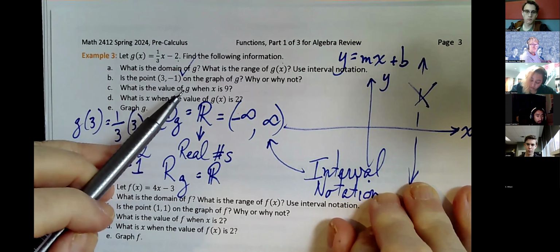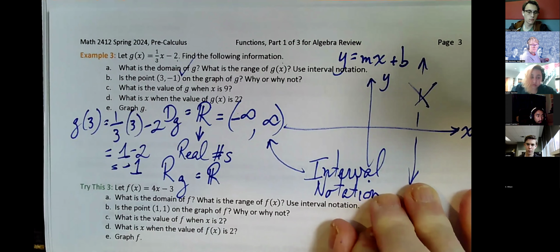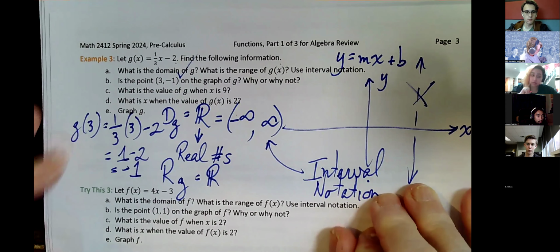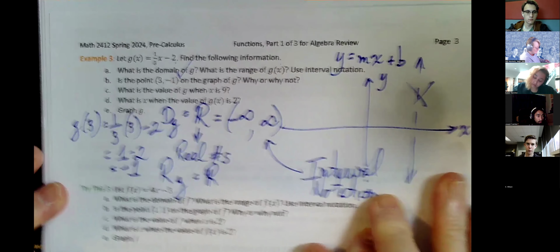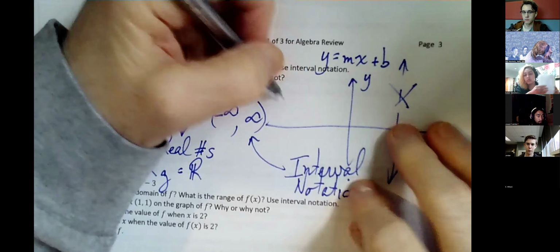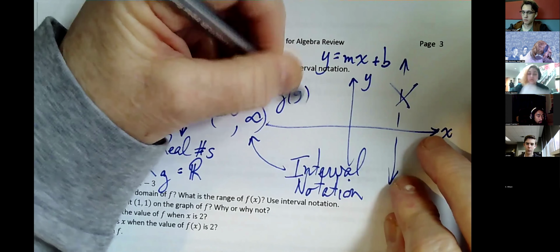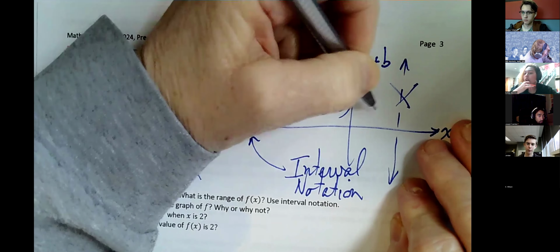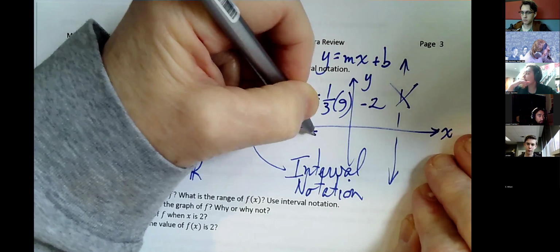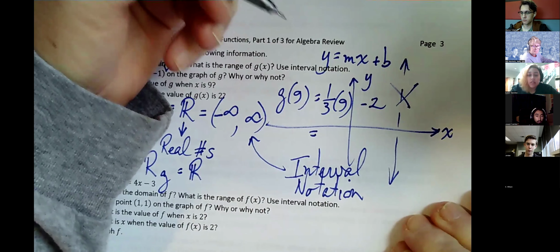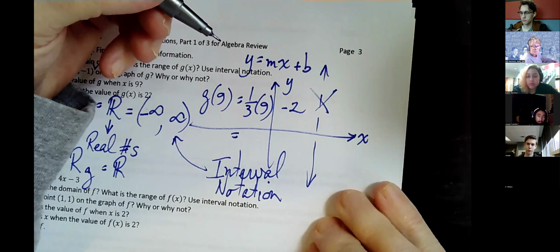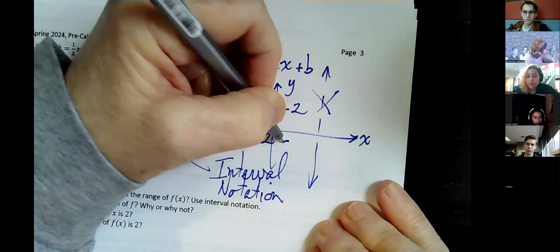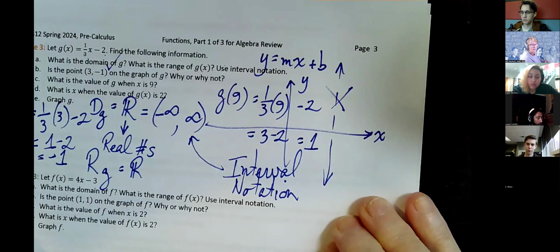What is the value of g when x is 9? Let's see, g of 9 is 1/3 times 9 minus 2. 1/3 times 9 is 3, and 3 minus 2 is exactly what y'all said.